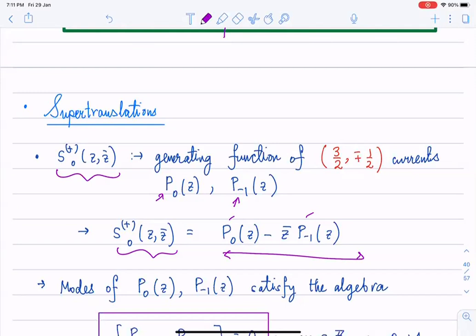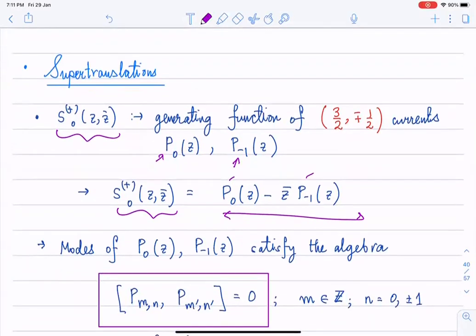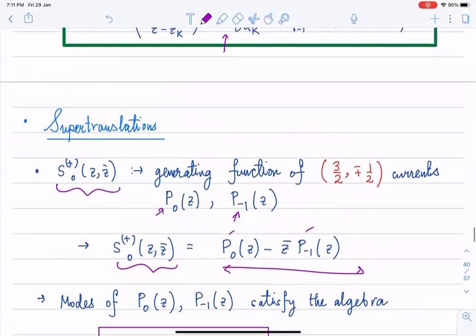Now, for our purposes, what will be useful is that we can consider the modes of these operators. You can define the modes of P_0 and P_{-1} on the celestial sphere by the standard 2D CFT contour integral techniques. So for example, you can define this object, let's say P_{n,0}, as some contour integral over dz z^{n+1} times P_0(z).